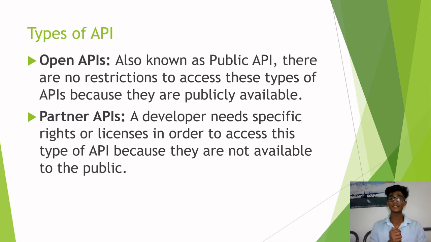Then moving to the second one, we have partner APIs. A developer needs specific rights or a license in order to use this type of API because they are not available to the public. There are a few things which a person wants to keep to themselves or just wants to share with some specific people. So these types of APIs are called partner APIs.